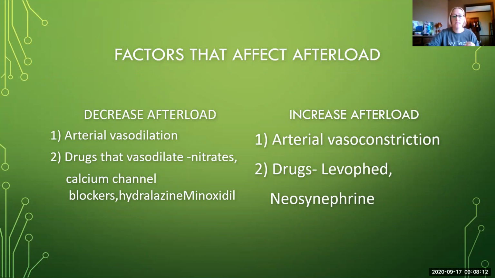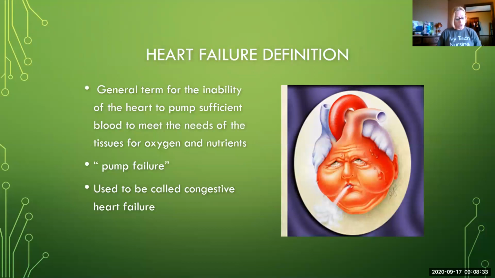So again, anything that decreases the resistance, so opening things up and vasodilating, is going to decrease our afterload, and things that increase our afterload are going to cause more constriction. So if we want to increase our afterload for hypotension or something like that, we're going to cause vasoconstriction to increase that afterload. All those things can affect our cardiac output.